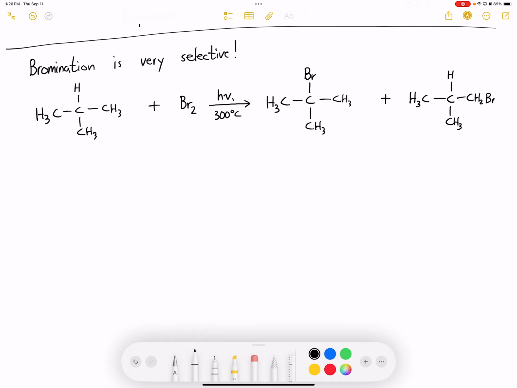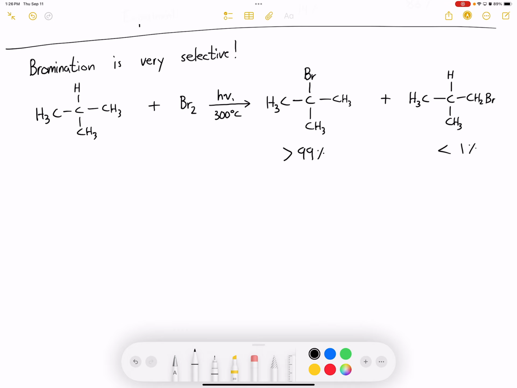The opposite. It's even more than that. So this is greater than 99%. And this is less than 1%. Okay, so bromine will always want to form on the tertiary carbon. So that's pretty selective. And if we need to get bromine there, this is the way to go. Okay, for what we know in our organic toolbox or tool set.